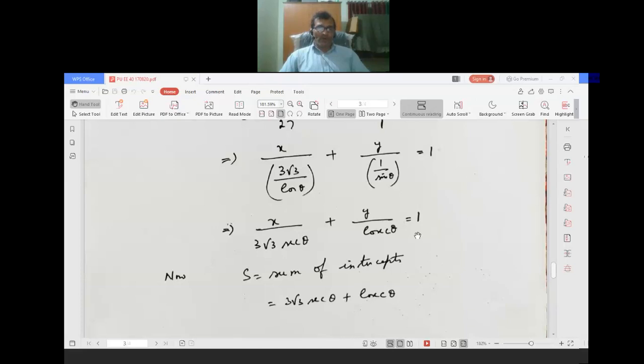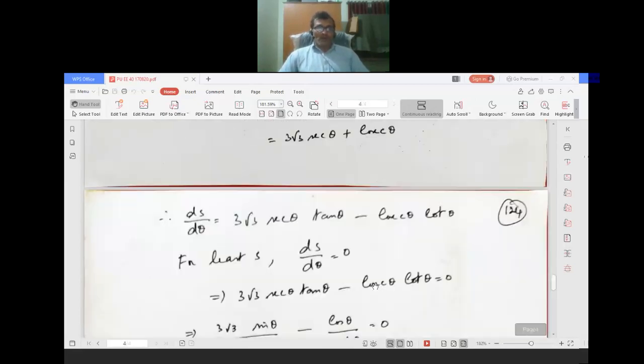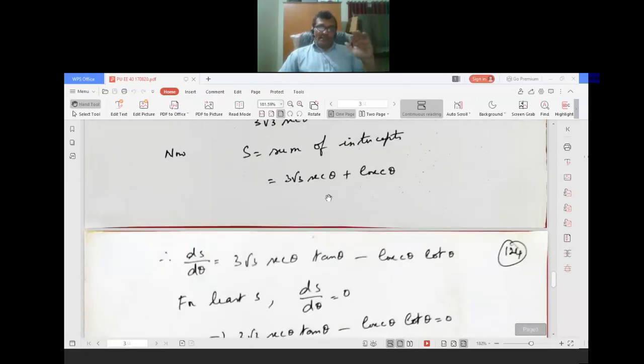Now S is equal to the sum of the intercepts. So S equals 3√3 sec θ + cosec θ. So what happens? dS/dθ: 3√3 times the differentiation of sec θ, which is sec θ tan θ, and the differentiation of cosec θ is minus cosec θ cot θ.